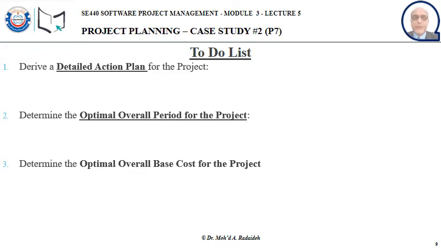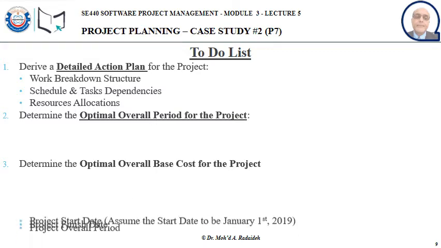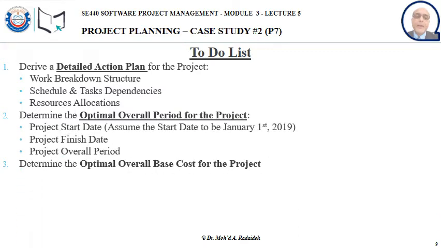Now, for the first one, deriving the action plan: a work breakdown structure, a schedule and tasks, dependencies, and then resource allocations. Then the optimal overall period of the project: a project start date, and a project finish date, then the project overall period. Third, determine the optimal overall base cost for the project.